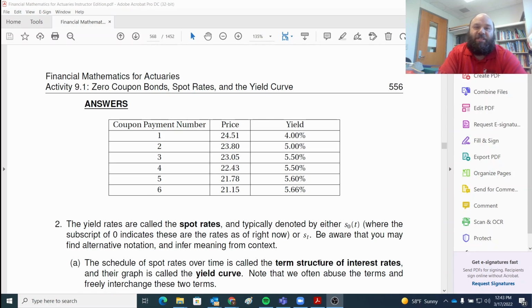So then when we look at this schedule of all these rates over time, as in this table, for example, that's called the term structure of interest rates. And their graph is called the yield curve. Now, we often just freely interchange the two terms. So when you hear it or see it or read it, you can think about it either way.